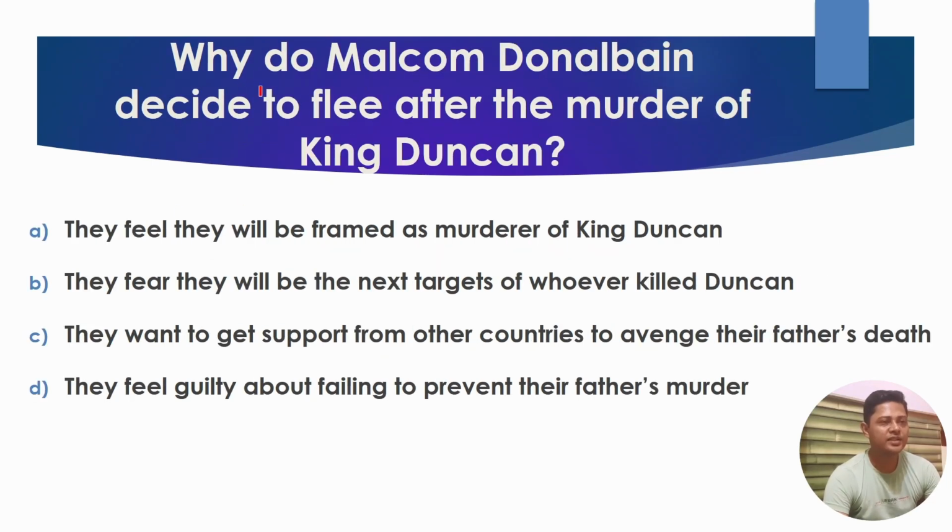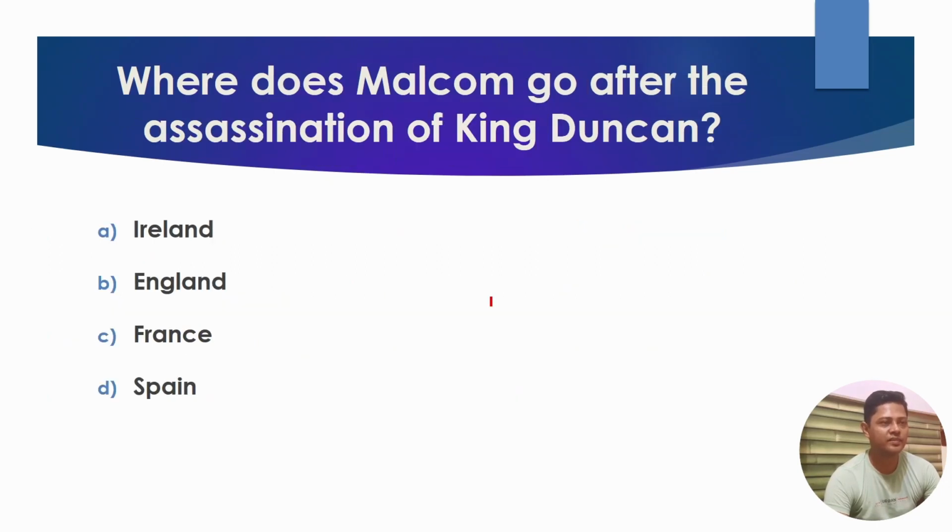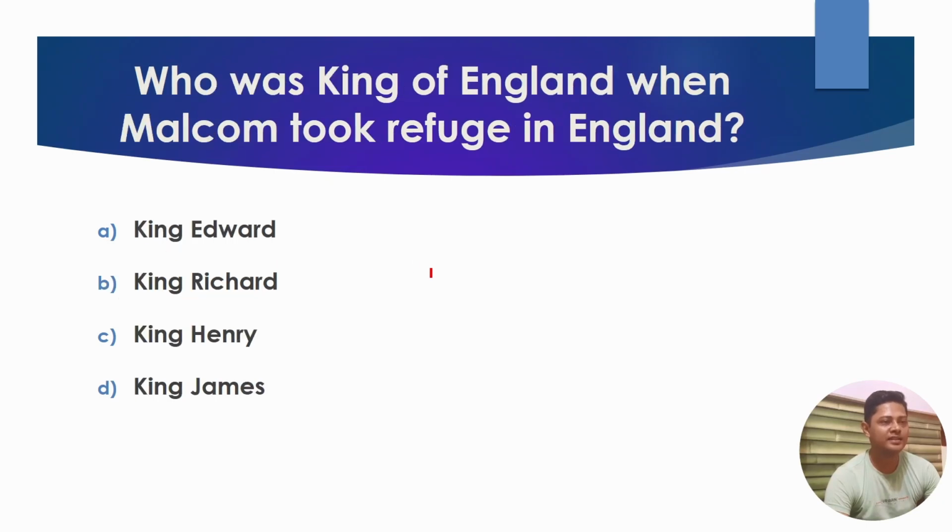The next question is, why do Malcolm and Donalbain decide to flee after the murder of King Duncan? The correct answer is, they fear they will be the next targets of whoever killed Duncan. Option B is the correct answer. Next question is, where does Malcolm go after the assassination of King Duncan? So the correct answer is England. Malcolm goes to England.